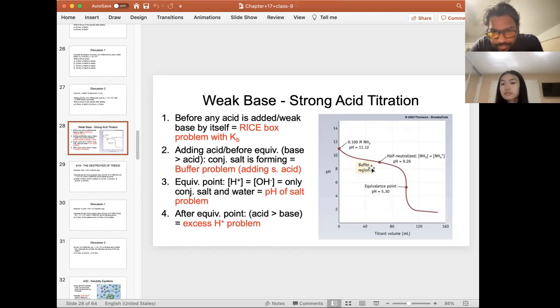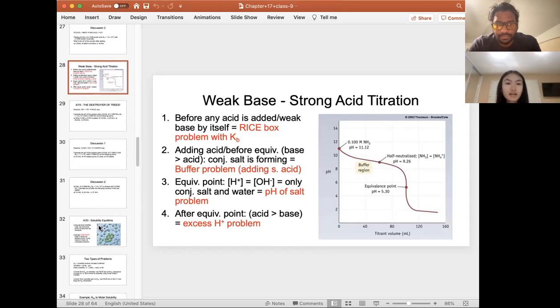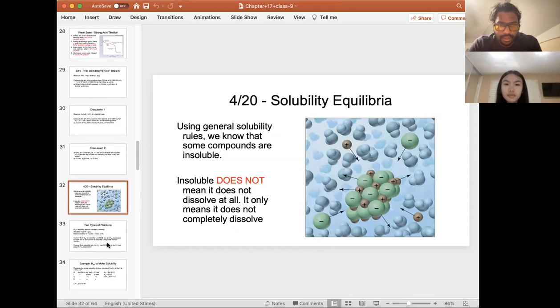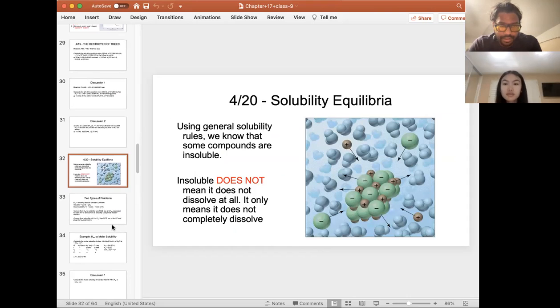And when we're dealing with buffer type things, there's also going to be a half equivalence point, which is in the middle of the buffer region. So that's where we're going to start to have half. Make sense? Okay. Does this one kind of make sense? Yeah. Okay.